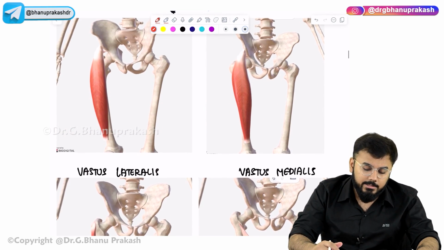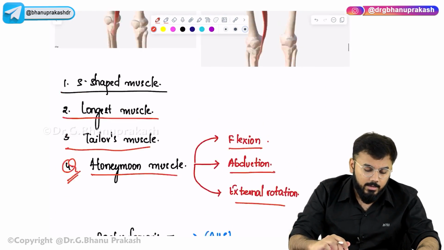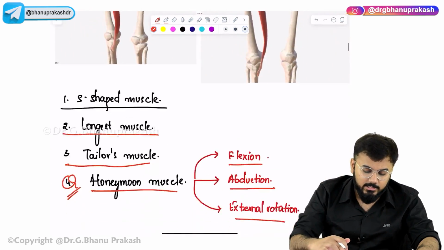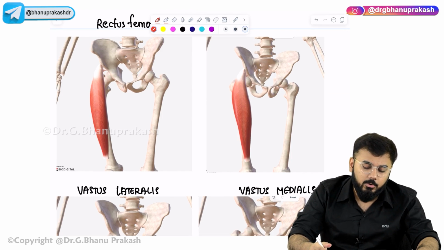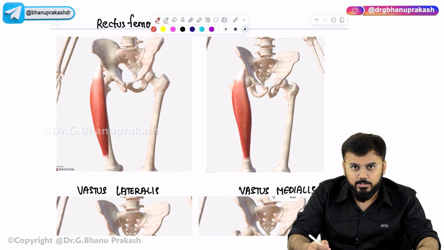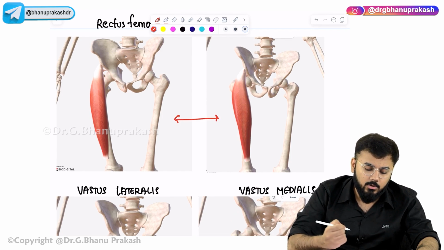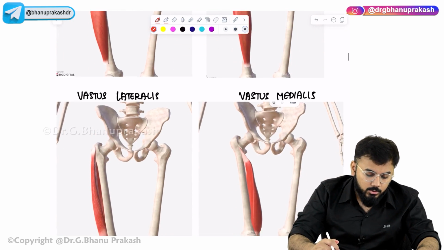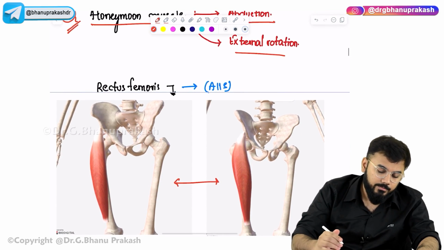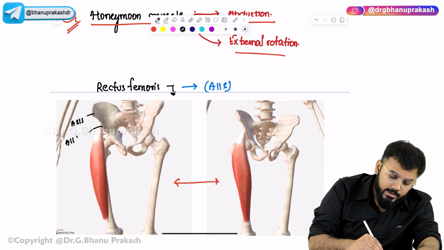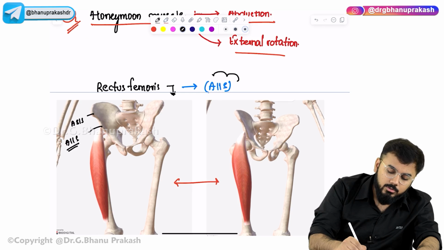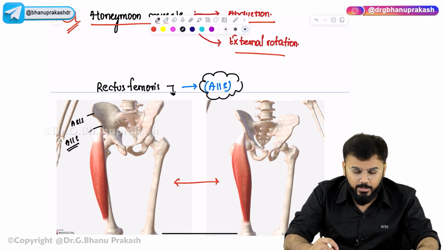Second important thing, coming to the rectus femoris and the vastus muscles. What do you mean by rectus? Rectus is straight, femoris is in the femoral region. So this muscle is called rectus femoris. These two muscles here are called rectus femoris. Rectus femoris originates from, all of you see here, this part is called the anterior superior iliac spine, whereas this is called the anterior inferior iliac spine. Now you tell me, rectus femoris originates from the anterior inferior iliac spine.